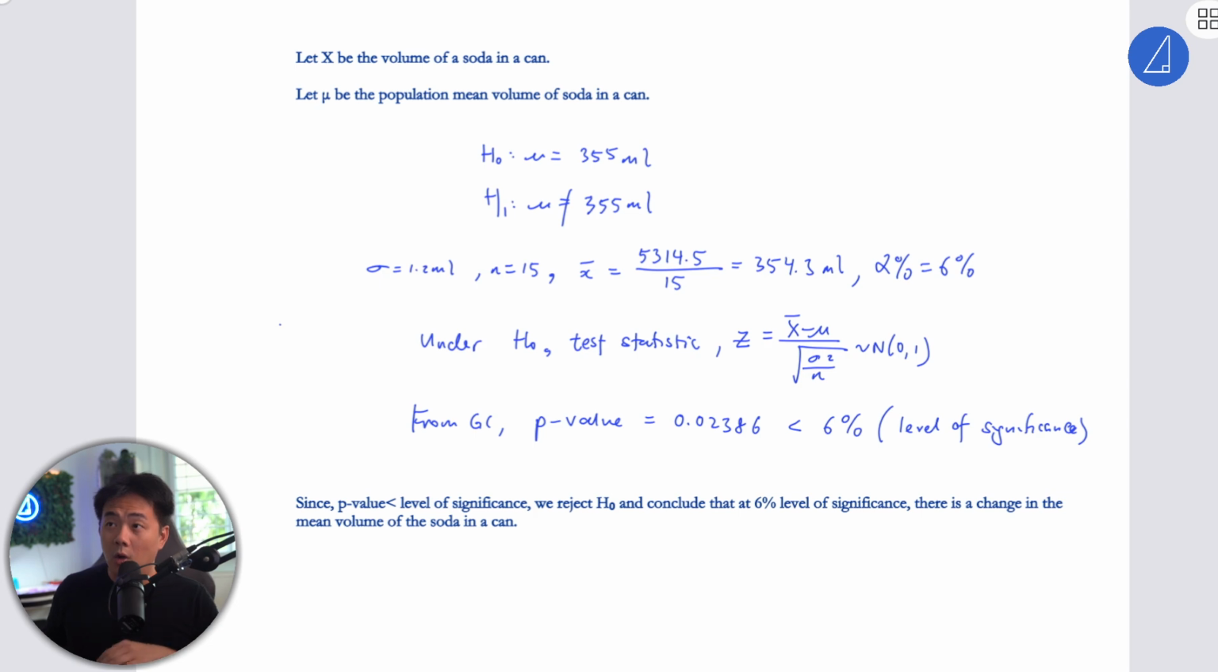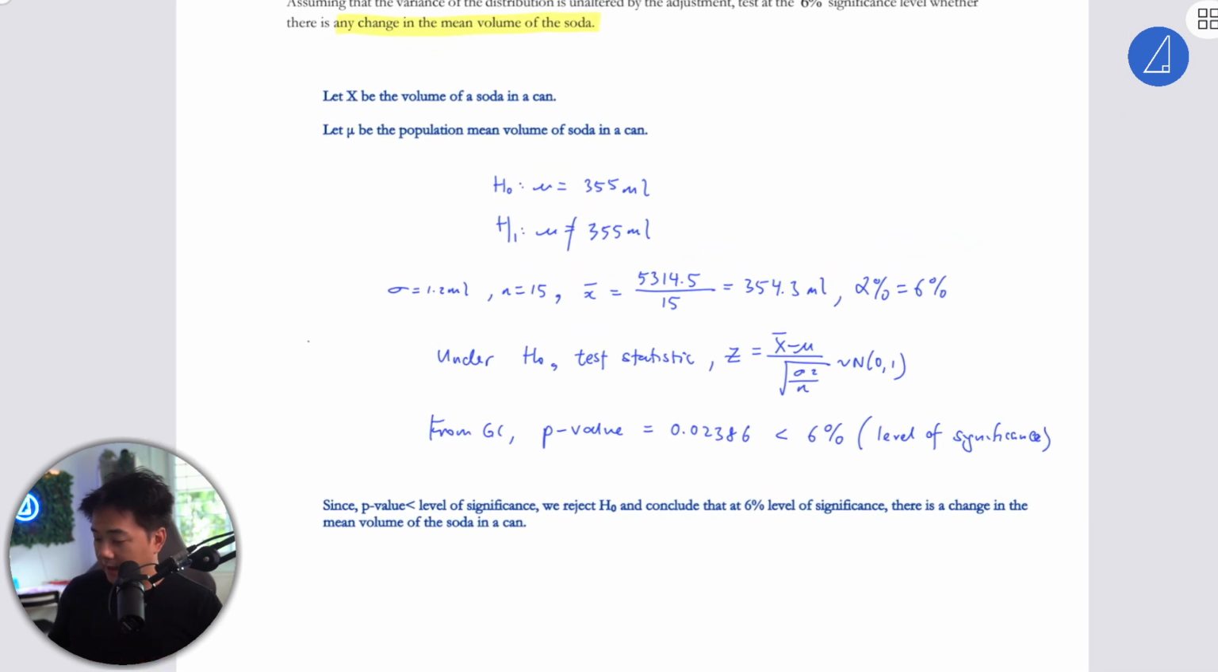So then we just write down the concluding statement. Since the p-value is less than the level of significance, we reject H naught and conclude that at the 6% level of significance, there's a change in the mean volume of soda in the can.